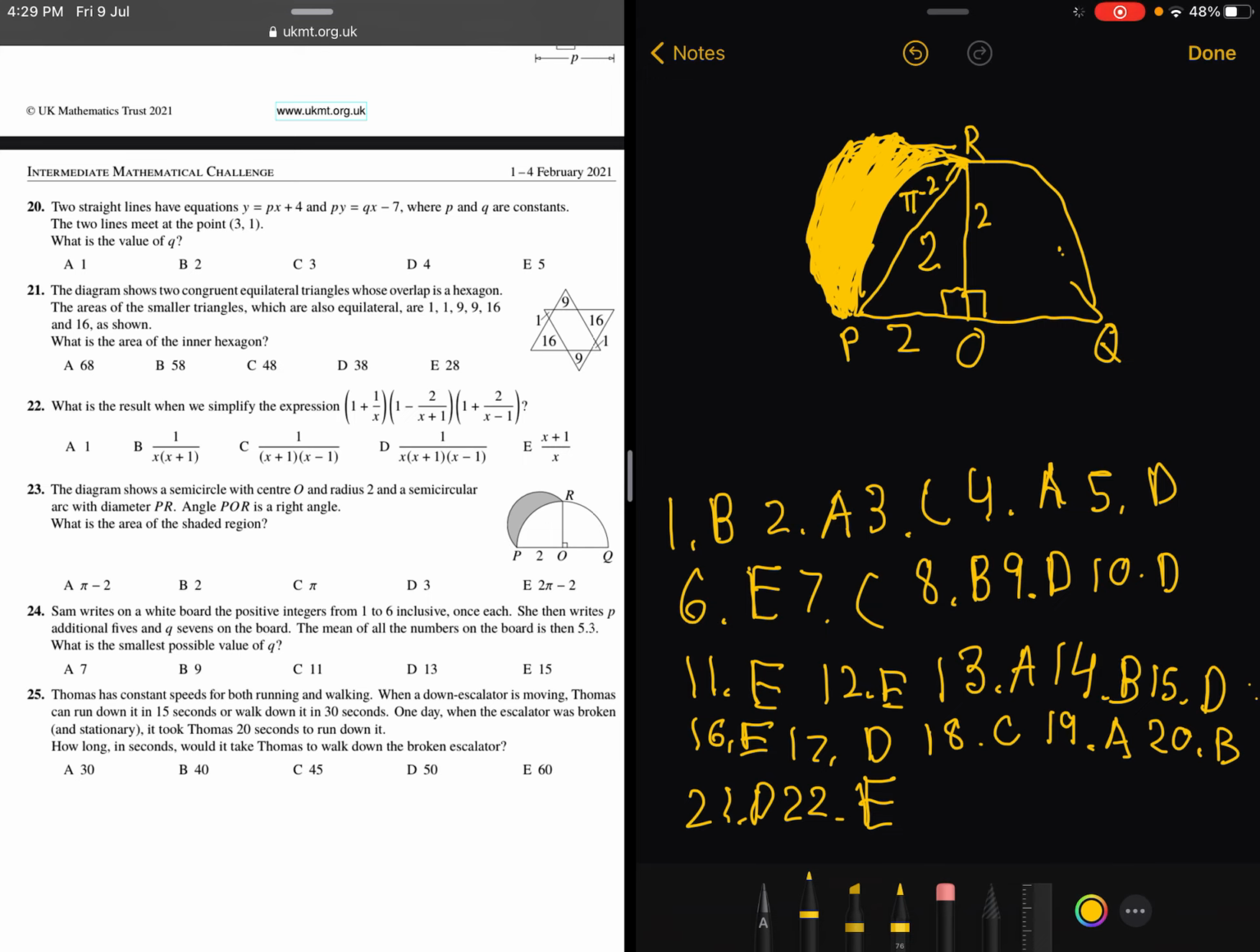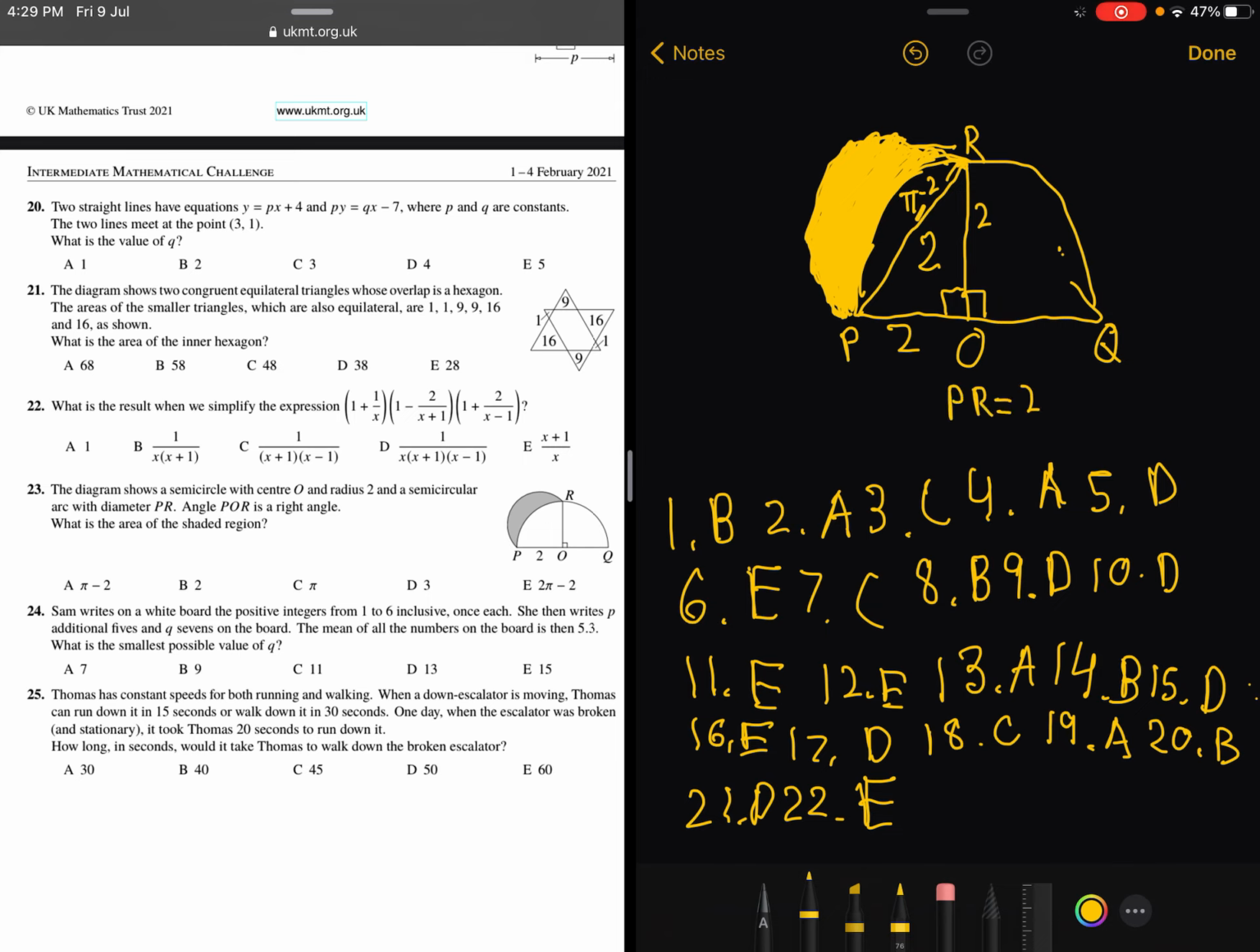This helps us because we can find the area of the shaded figure by subtracting the area of the leaf, pi minus 2, from the area of a semicircle. So we know that this length, PR, is 2 root 2 through Pythagoras theorem. 2 squared plus 2 squared equals PR squared, PR squared equals 8, so PR equals 2 root 2.